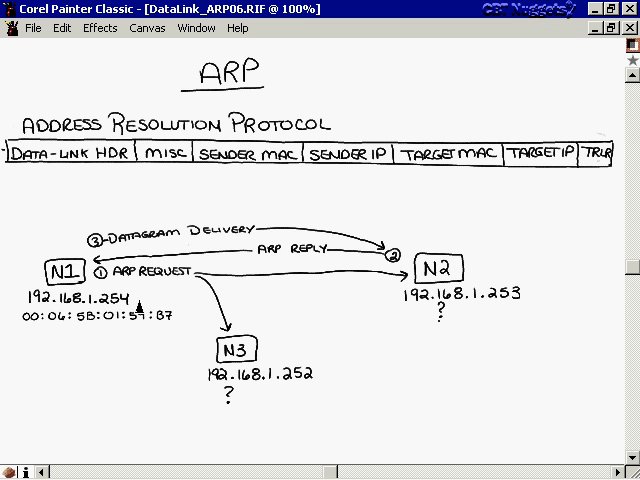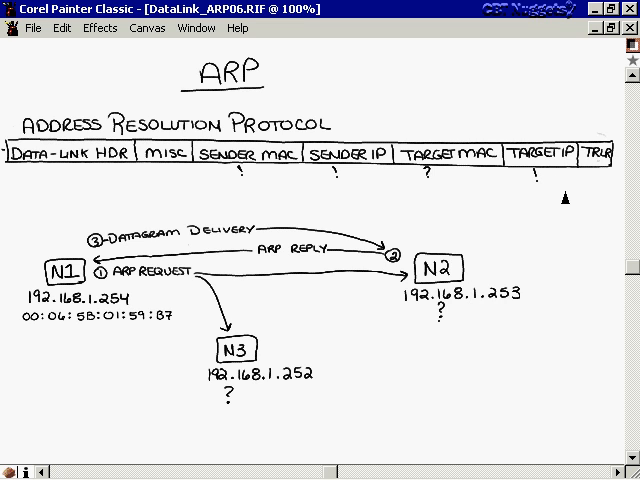It's going to have the sender MAC, which is this value here in this field. So that we have. It's going to have the sender IP, 192.168.1.254, in this field. The target MAC. This is exactly the question. It's going to leave this blank and say, please fill this in. The target IP, 192.168.1.253, will be filled in here.